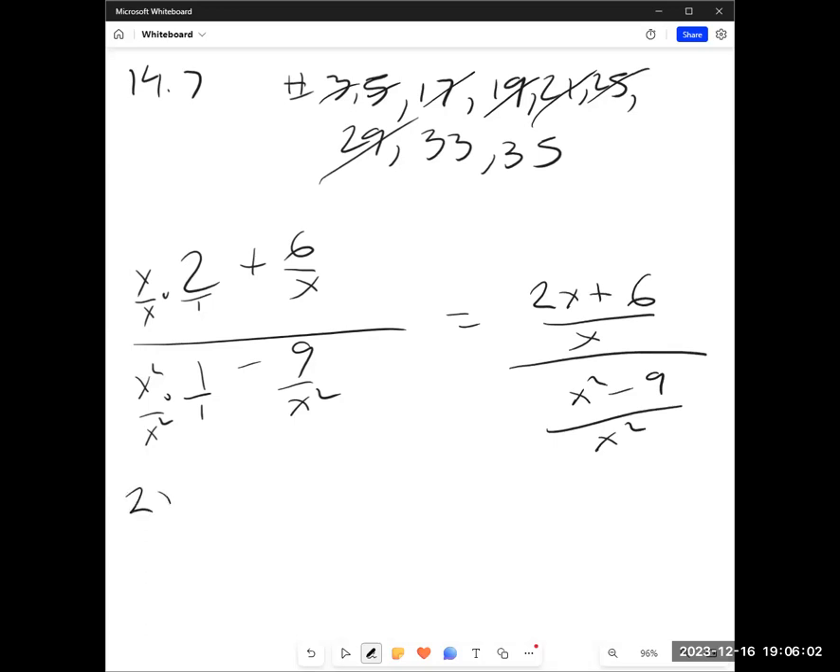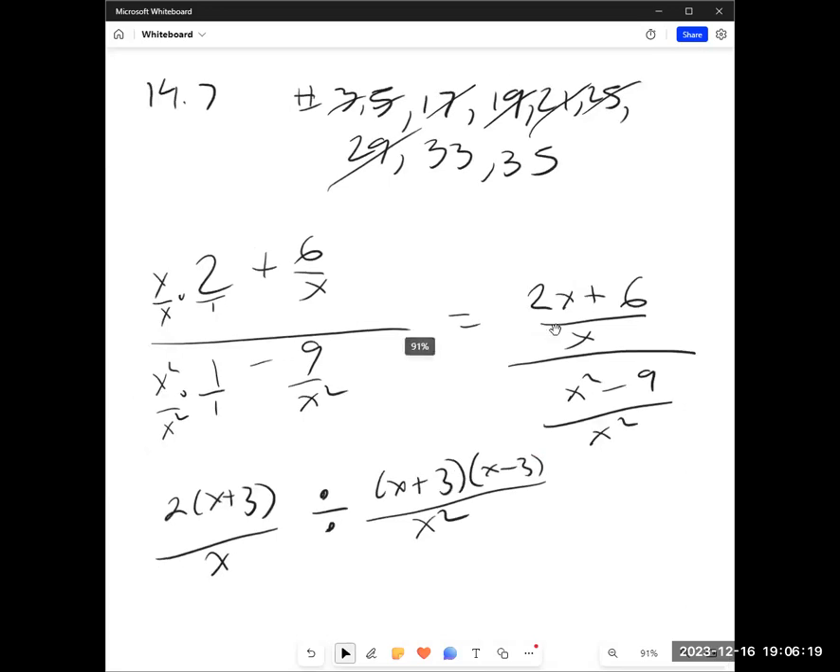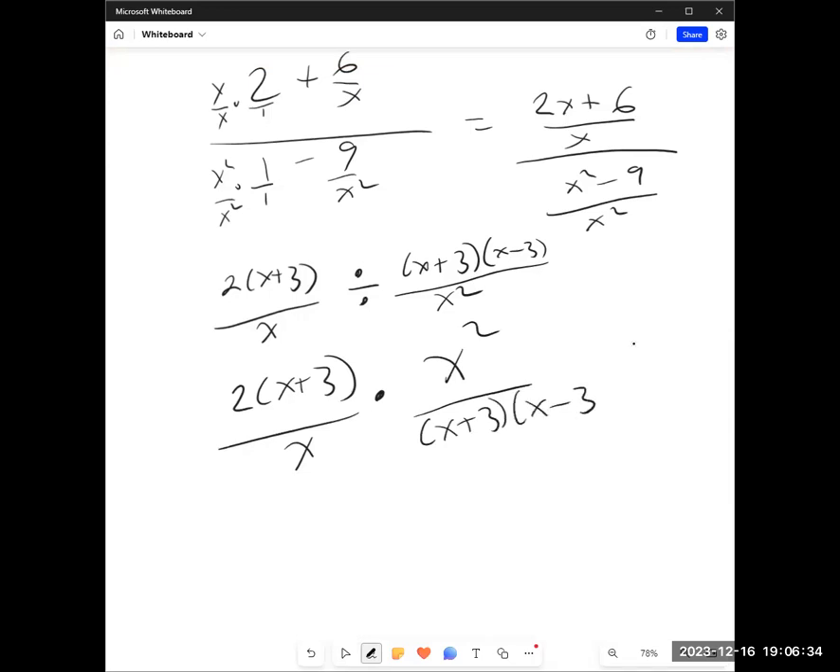This is 2x plus, this is 2 times x plus 3 over x divided by x plus 3 x minus 3 over x squared. That gives me 2 times x plus 3 over x times x squared over x plus 3 times x minus 3. x plus 3's go out. One of the x's cancels, leaves me with 2x over x minus 3.